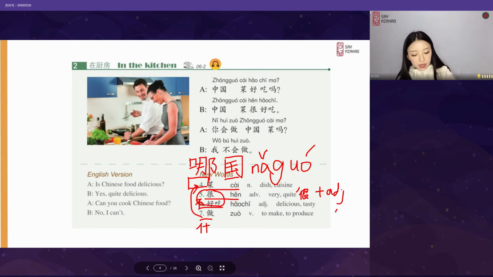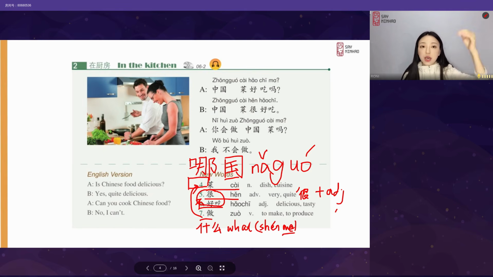什么. Okay, 什么 is the interrogative pronoun we've learned before, which means what. 什么. And ma is the neutral tone. Please pay attention to it. 什么. Read after me, please. 什么. And cook what dish is 做什么菜. 做什么菜. Okay, this is all for text 2's new words.